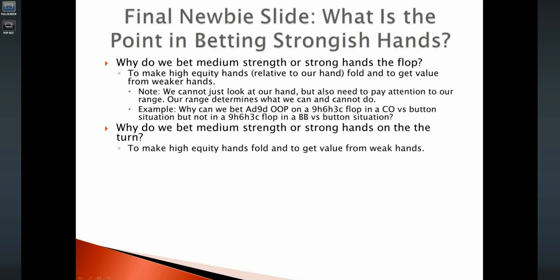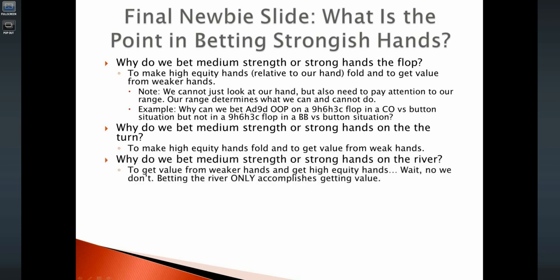Exact same thing, to make high equity hands fold and to get value from weaker hands. Why do we bet medium strength or strong hands on the river? To get value from weaker hands and to get high equity hands. Wait, that's the key thing. When you're betting the river with a medium or strong hand, you're pretty much only doing it to get value. You're not making high equity hands fold because you're not going to get outdrawn by those high equity hands, right? There's no more cards to come.